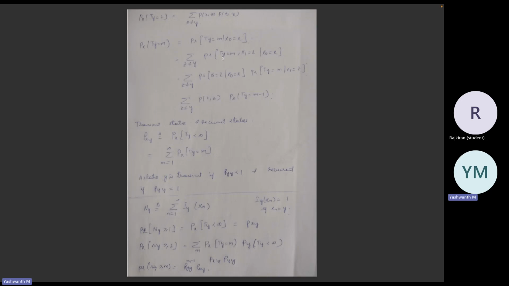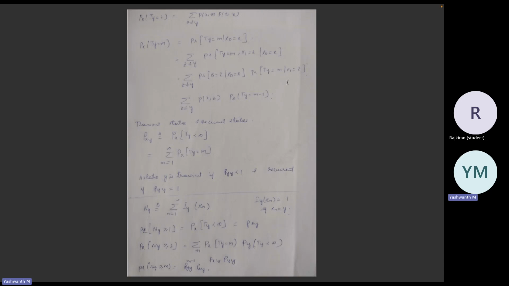And so that's it, right? So I hope this step is clear. And from this to this step, here this is straightforward. x1 is equal to z given x0 is equal to x. And in the second step you have used a Markovian assumption and you remove x0 is equal to x from this thing, right? So what does this mean?